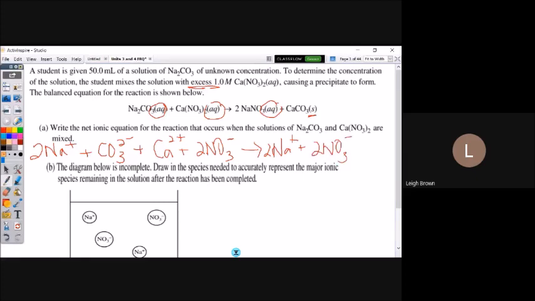I have as much room as I want when I'm writing my answer. And then my product is my precipitate, calcium carbonate. And that's the one thing I'm not going to split up, because that's the precipitate. That is, we'll scroll down in a minute and you'll see that is the solid at the bottom of the beaker. Okay, so what's my net ionic?